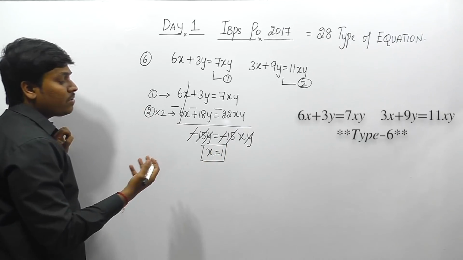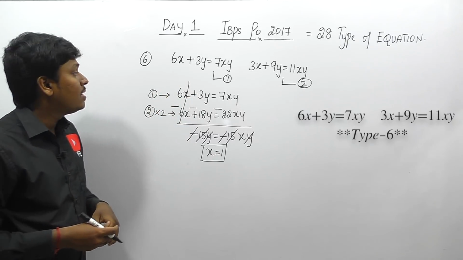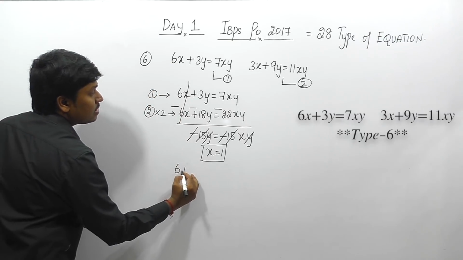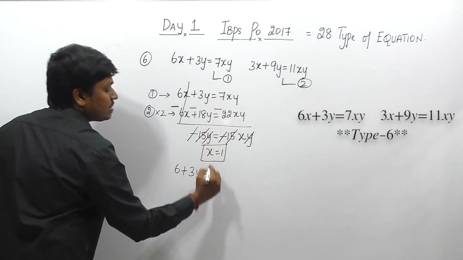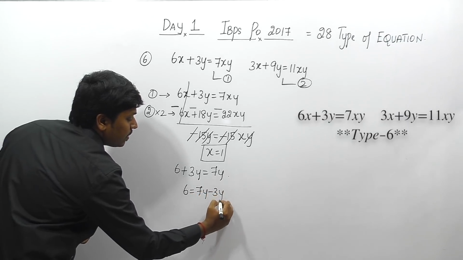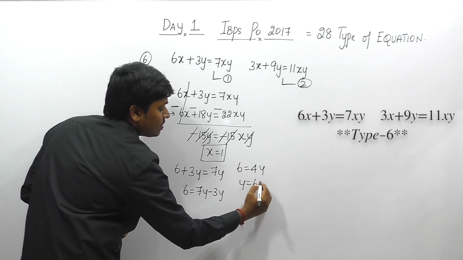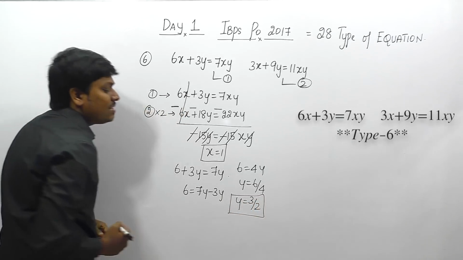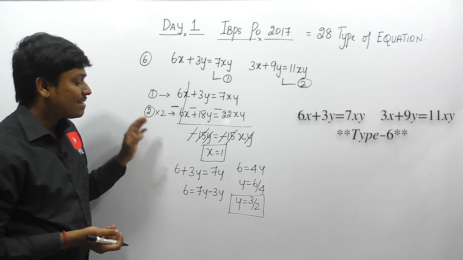So after finding the value of x, you can substitute the value of x in equation number 1 or equation number 2. That is your wish, right? So I am going to substitute the value of x in equation number 1. So 6 into 1 becomes 6, and here it is 3y is equal to, so when you substitute x is equal to 1, this becomes 7y. So finally this can be done as 6 is equal to 7y minus 3y, which will be 4y. So finally y is equal to 6 divided by 4. So y is equal to 3 divided by 2, which will be 1.5, and x is equal to 1.